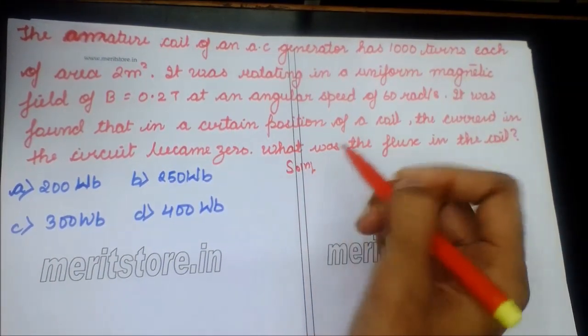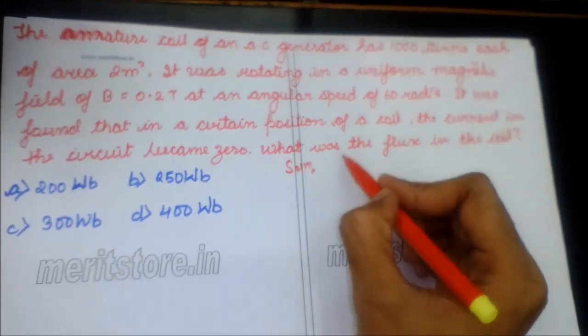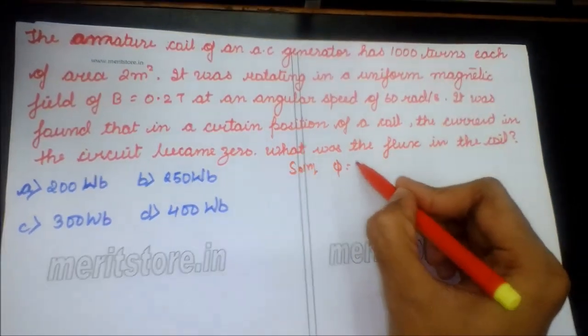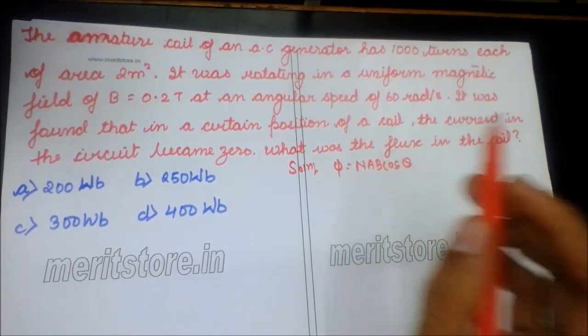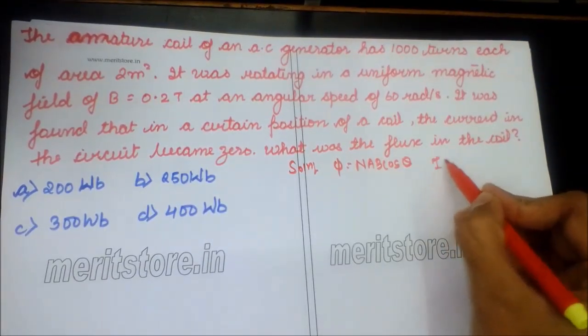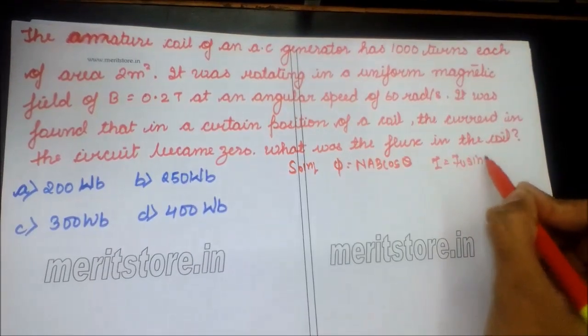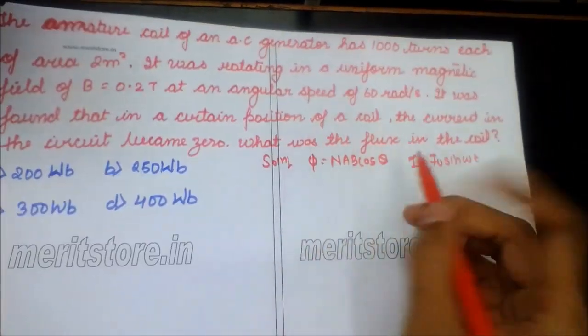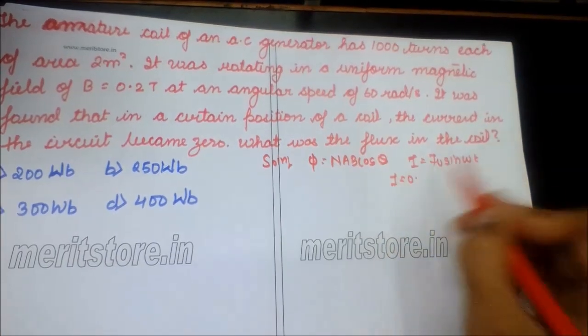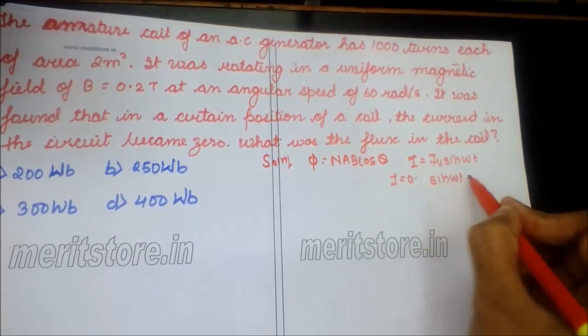Here we need to find the flux in a generator. Flux phi for a coil is NAB cos theta. The current I equals I0 sine omega t. When the current becomes 0, I equals 0, and therefore sine omega t becomes equal to 0.